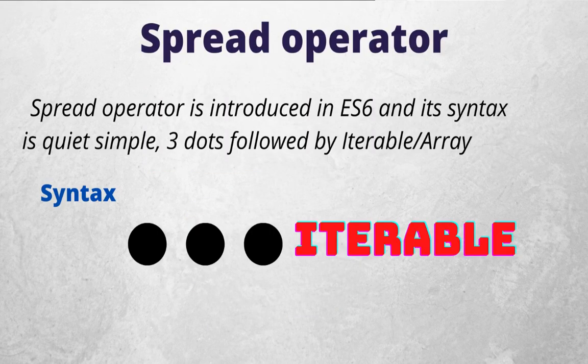JavaScript ES6 introduced the spread operator. If I talk about its syntax, the syntax is quite simple: 3 dots followed by an array or iterable. It expands the array into individual elements. So it can be used to expand the array in a place where 0 or more elements are expected.